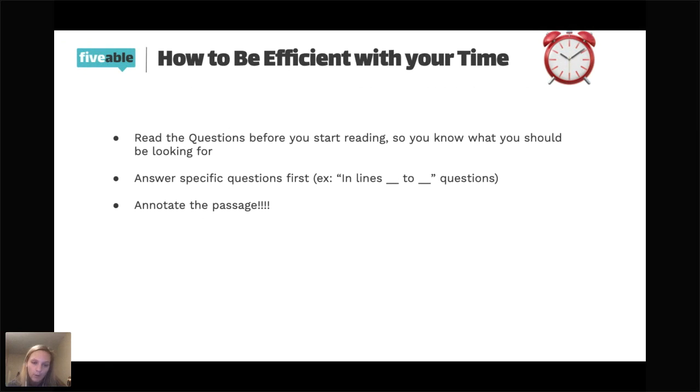And of course, there are going to be questions that ask about the passage as a whole, like the entire thing.